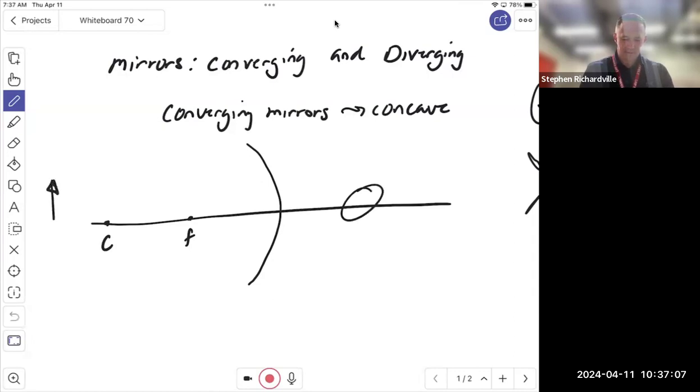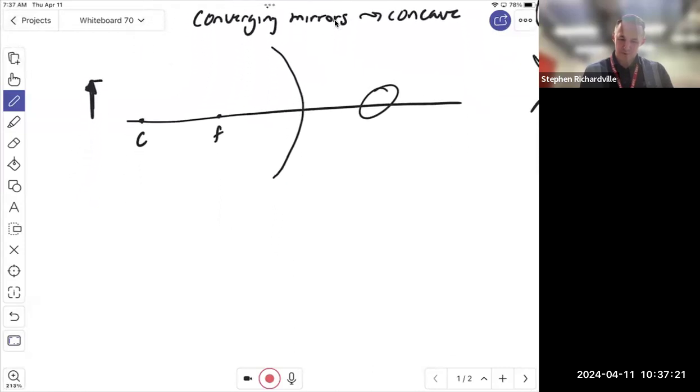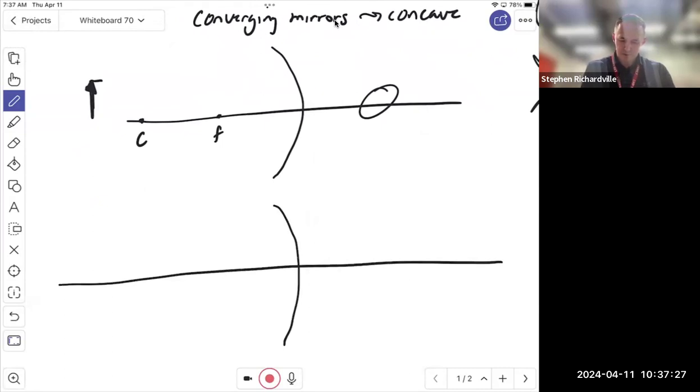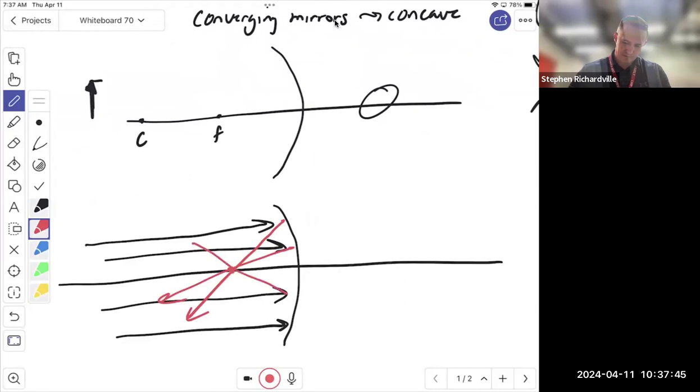So if I'm out here, here's my object out here. And I want to figure out where this object is going to be when I do this converging mirror. Oh, let me back up just a hair. What happens to all parallel rays? For converging mirrors, all rays parallel to the mirror are going to bounce right through the focal on the near side. All rays parallel to the principal axis converge to the focal on the near side.